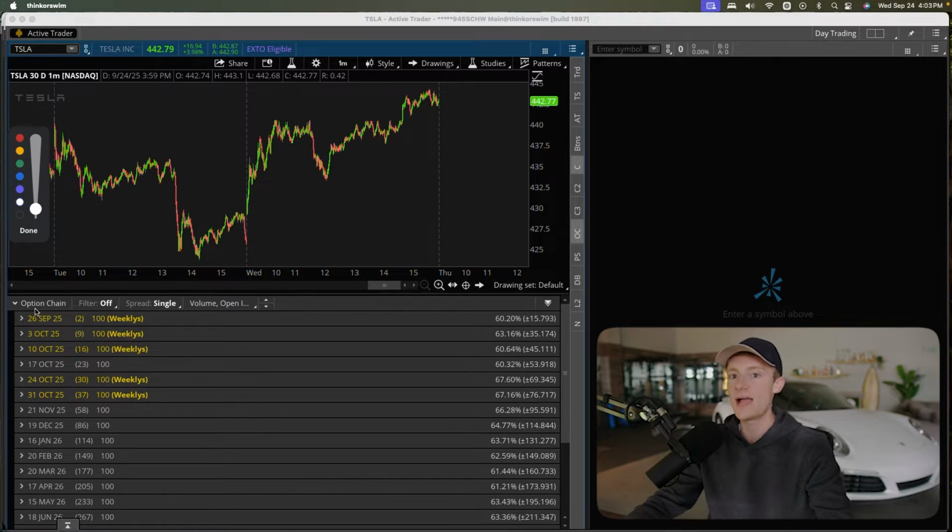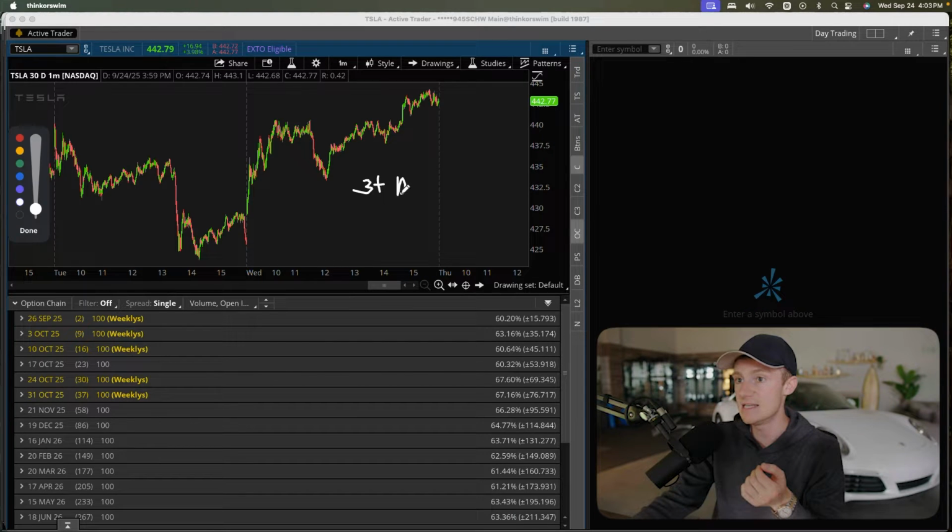So when it's time to actually go about buying our option contract under our options chain, whether you're on Schwab or Robinhood or any broker, you're going to have an options chain. And in that options chain, you're going to see all of the expiration dates for your option contract. Now, personally, I trade option contracts that are over 3 days out, so 3 plus DTE, but less than 2 weeks to expiration. So that's kind of the sweet spot for me. DTE just stands for days to expiration.